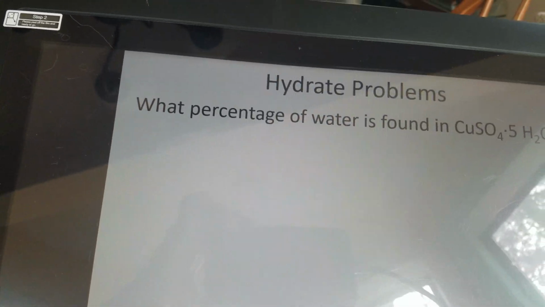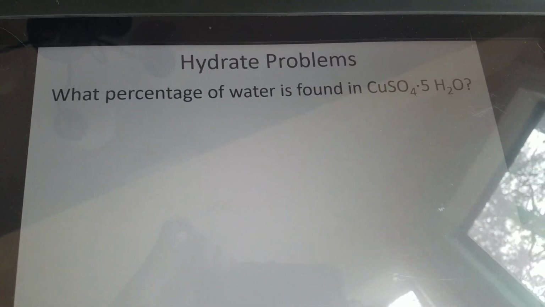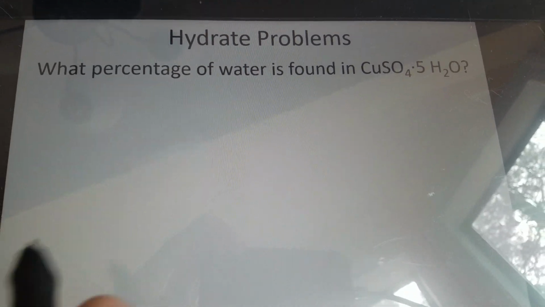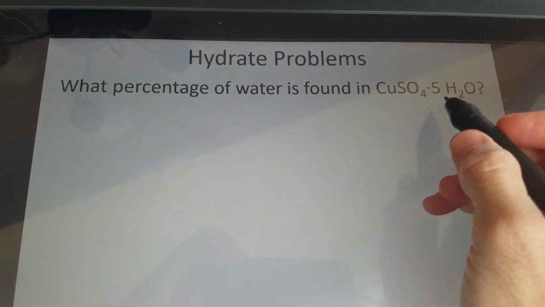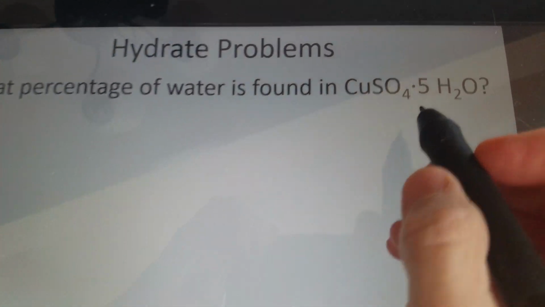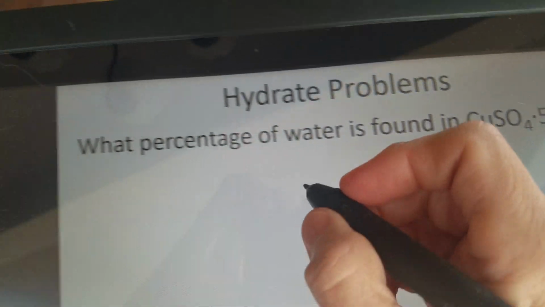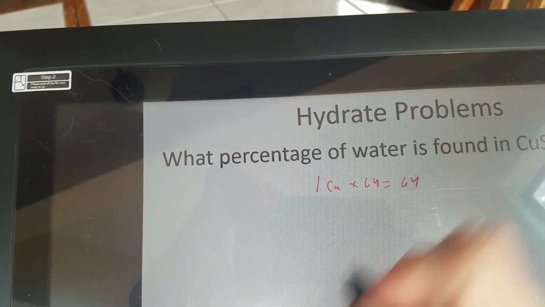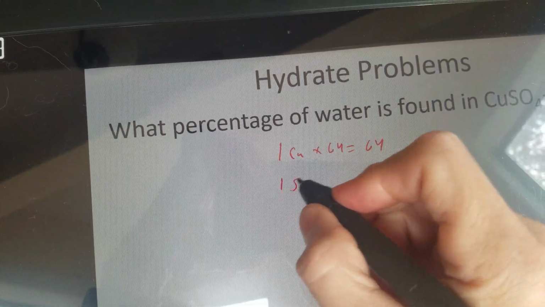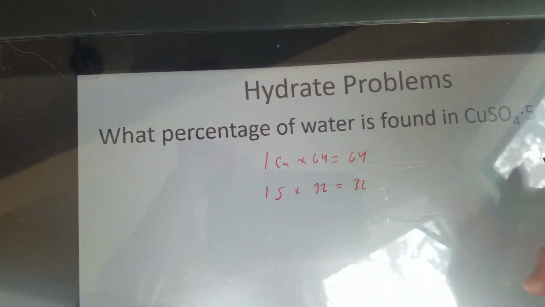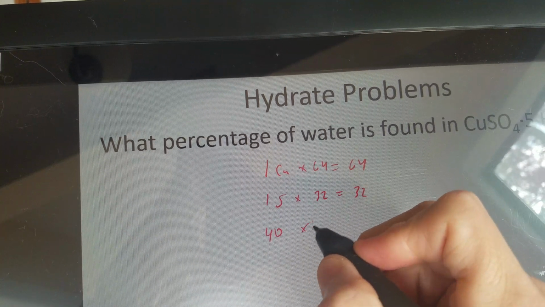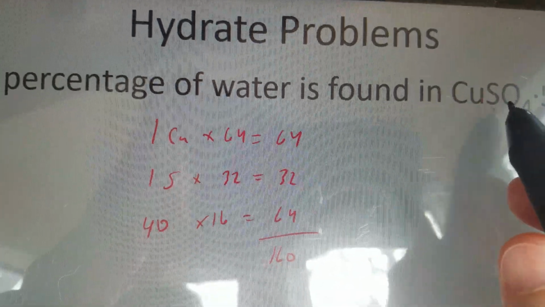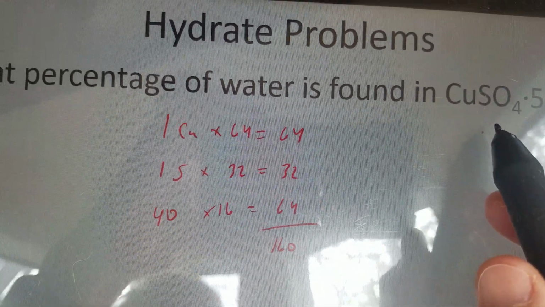So let's look, for example, at this problem. Now this is just a percent composition type problem, so we'll run through some of the things here. I'm going to determine the gram formula mass of this particular hydrate. I have 1 copper that has a mass of 64. I have 1 sulfur that has a mass of 32. I have 4 oxygens, each with a mass of 16. So the ionic portion of this compound has a mass of 160.